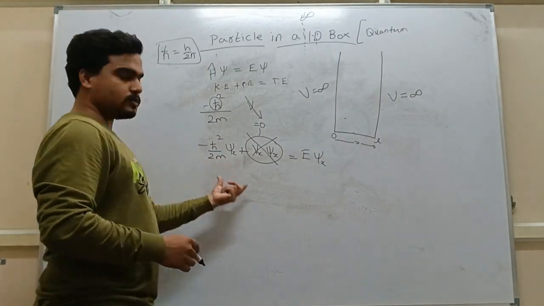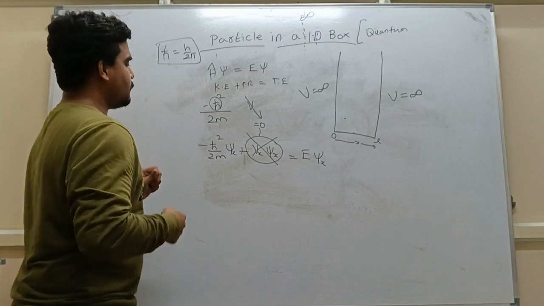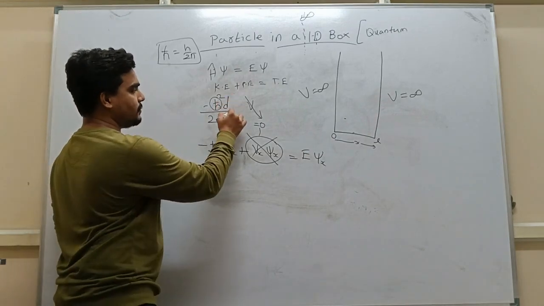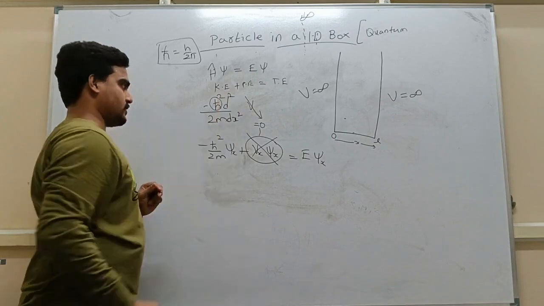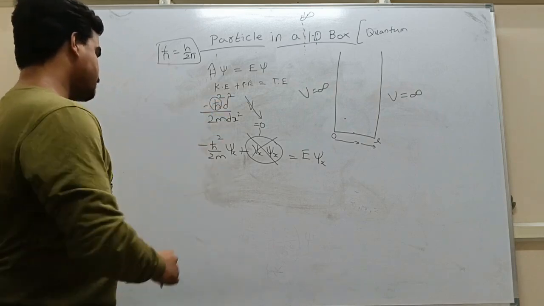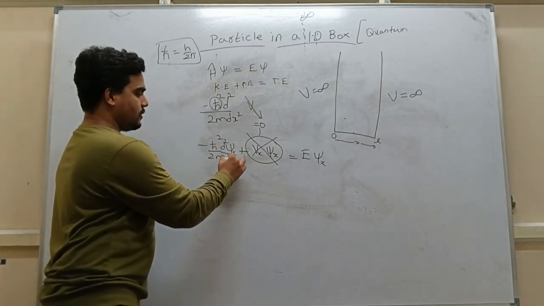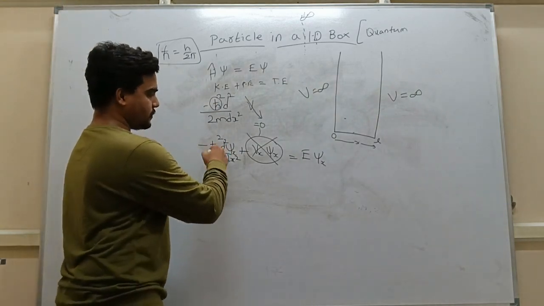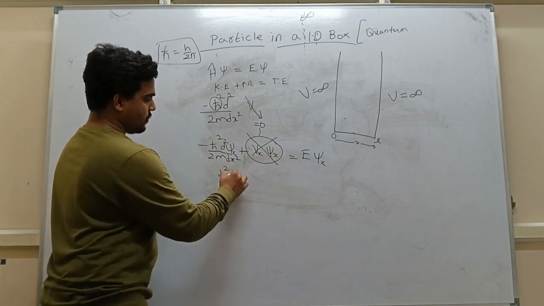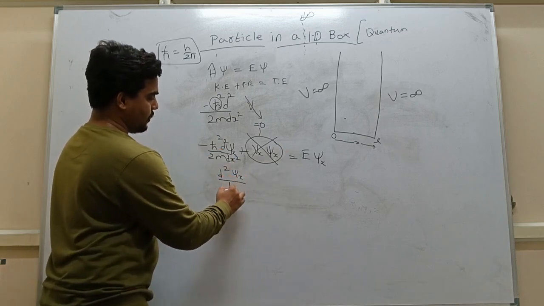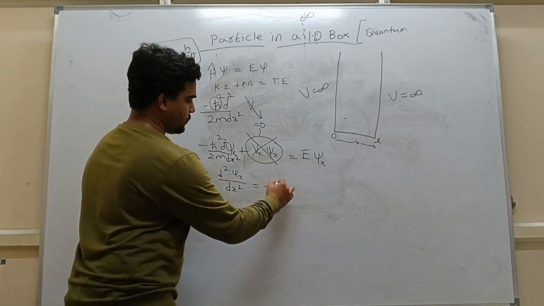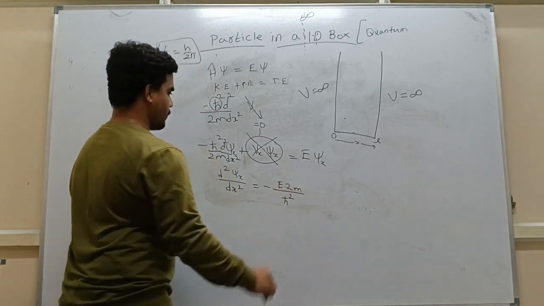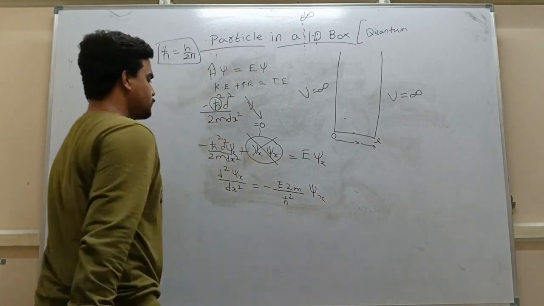So what we will do? We will solve this, and when we solve it we get a solution. Now one thing I have to say: it will become a double differentiation, so here also it will be a double differentiation. Now I will just bring this constant term to this side. So d square psi of x upon dx square will become minus E upon 2m h square into psi of x. Okay, so this is the expression I am getting.